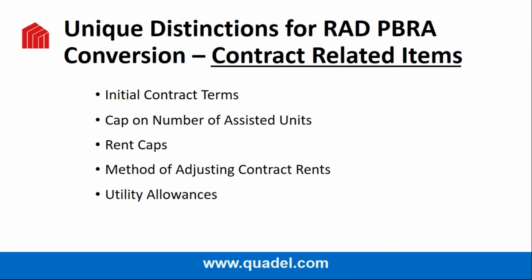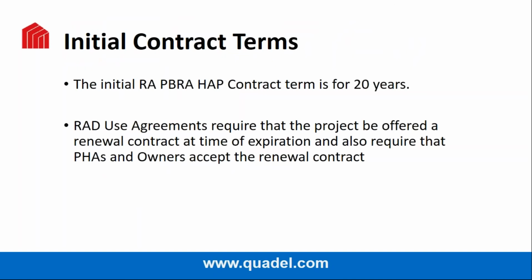So these initially involve initial contract terms, a cap on the number of assisted units authorized to convert, rent caps on the units being converted, and the method for adjusting contract rents and utility allowance. Once conversion is complete, all of these requirements will fall under many of HUD's multifamily housing program rules, notices, and handbooks. So initial contract terms for PBRA is 20 years. That's the required minimum, as opposed to the minimum of 15 years for conversion under PBV, although PBV contracts can request up to 20 years if they choose.